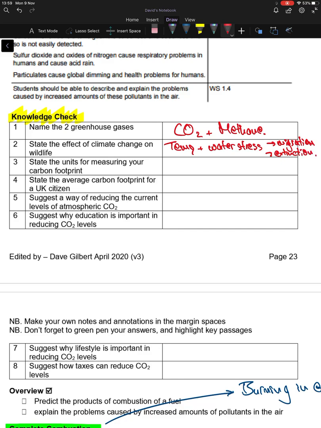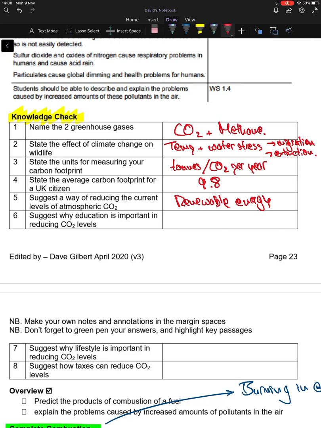State the unit for measuring carbon footprints. Remember that is tons of CO2 per year. And the average carbon footprint for a UK citizen per year is 9.8 tonnes. Suggest a way of reducing the current levels of atmospheric CO2. That could be by reusing renewable energies, which was discussed last lesson.